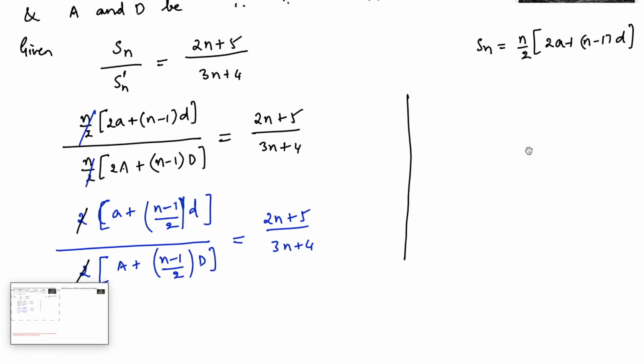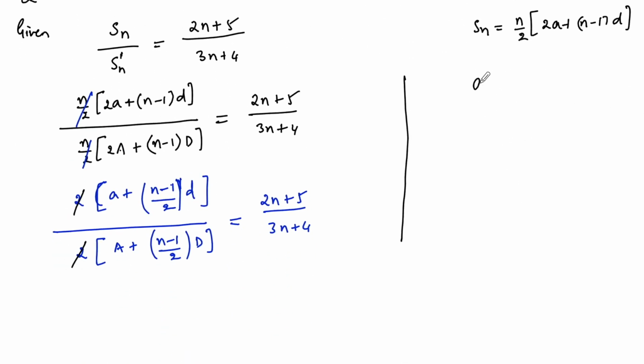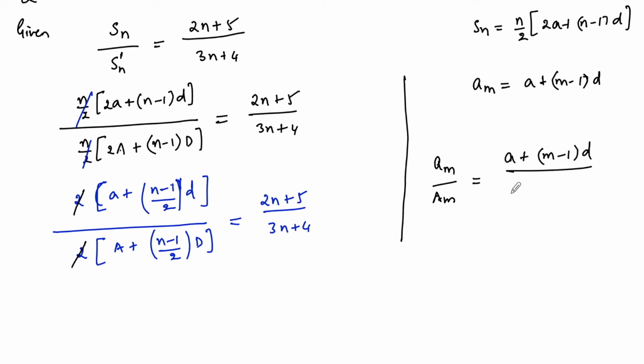We know that the mth term is equal to a plus m minus 1 into d. It's a general term. So the ratio of their mth terms, let us write am and capital Am, is equal to a plus m minus 1 into d upon capital A plus m minus 1 into capital D. So to find these values, let us compare a plus n minus 1 upon 2 into d as a plus m minus 1 into d.